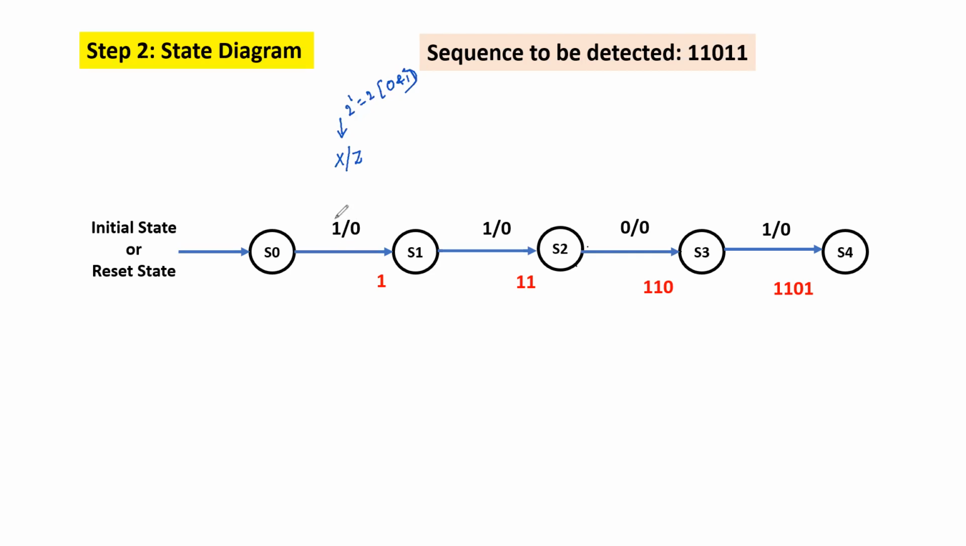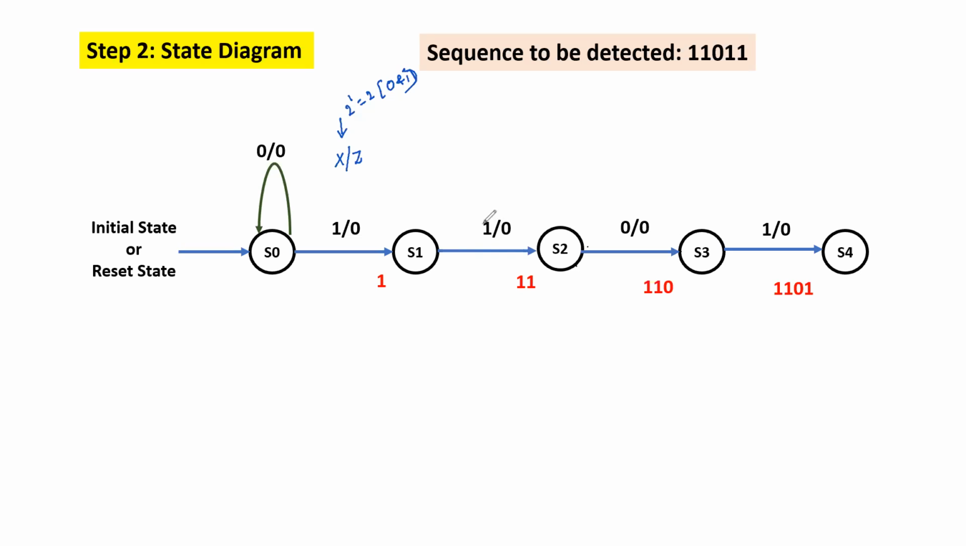Here we have already taken x equal to 1. When x equal to 1, S0 goes to S1. Now we should find the next state for S0 when x equal to 0. The initial state always goes to itself for x equal to 0. That's why it goes to itself when x equal to 0, and then the output is 0. Now coming to S1. For S1, the input bit is 1.